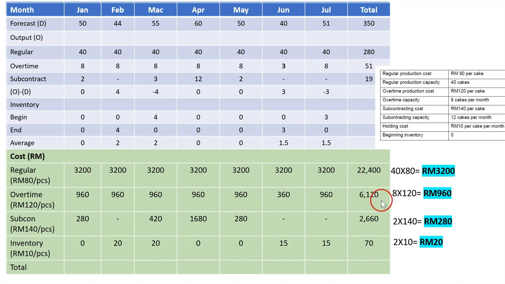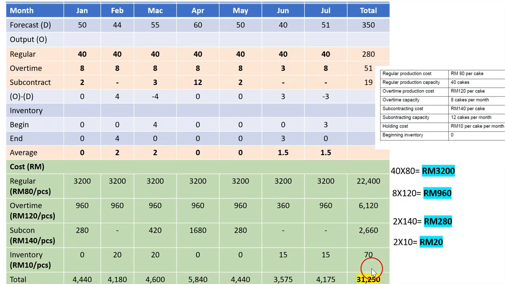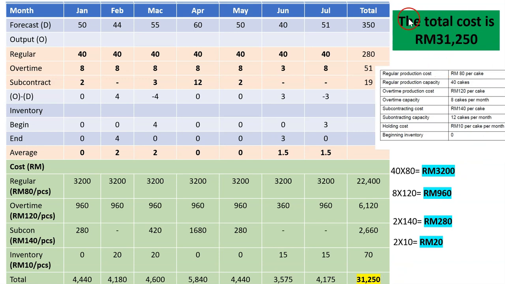So you need to total up all this column to get 31,250, and later on if you have time you can do the total for each month and check whether they have the same answer as 31,250. And to answer this question for 20 marks you need to wrap up saying that the total cost is 31,250 ringgit. Okay, so I hope it's clear on the step by step.